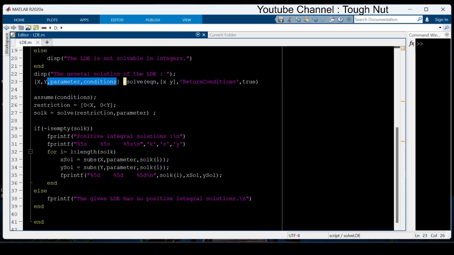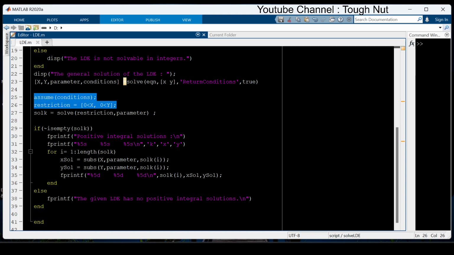Next, we use these general solutions, parameters, and conditions to generate some positive solutions for the LDE. The assume function ensures the condition is valid. We store a system of inequalities where x and y must be greater than 0 in an array named restriction. Let's elaborate on what we're doing here. x and y are symbolic expressions containing a parameter.